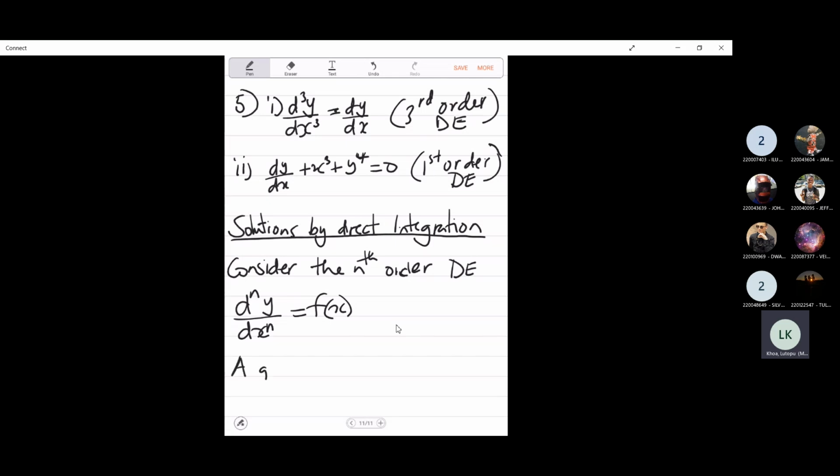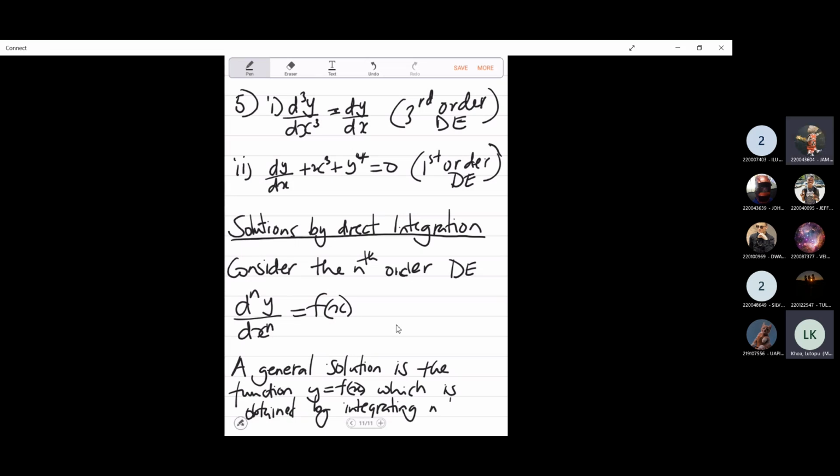So we say that a general solution is the function y is equal to f of x, which is obtained by integrating n times. Okay, so that one is pretty straightforward. The simplest ones that you could get.